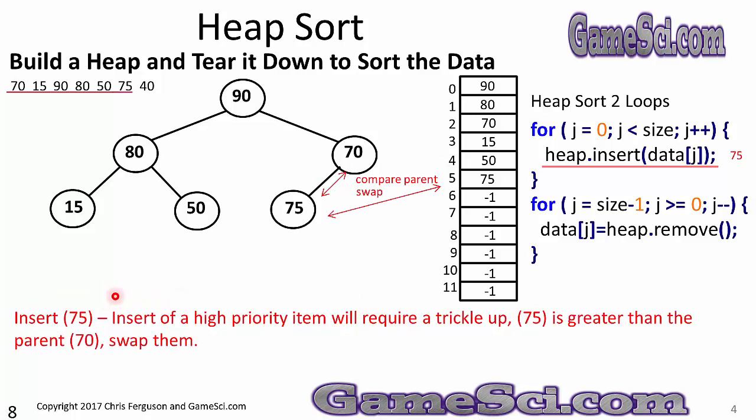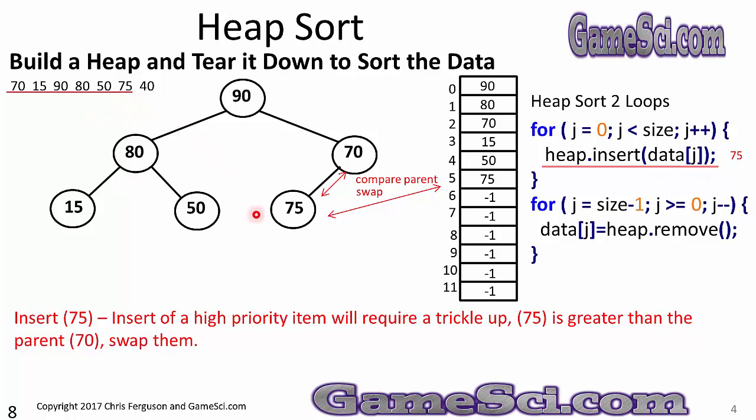Insert of 75. Insert of a high priority item will require a trickle up. 75 is greater than the parent 70. There's going to be a swap. Once again, we're still spinning in this loop. We're going to call insert of data sub J, which went up by 1, and that's going to select 75 for inserting into the heap.